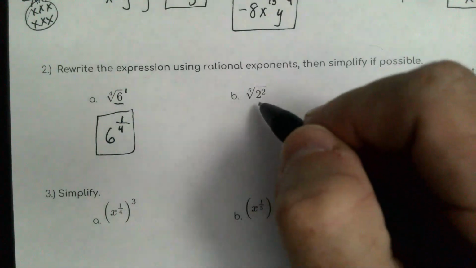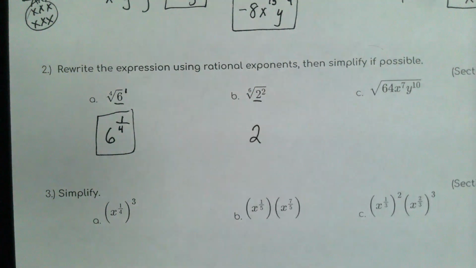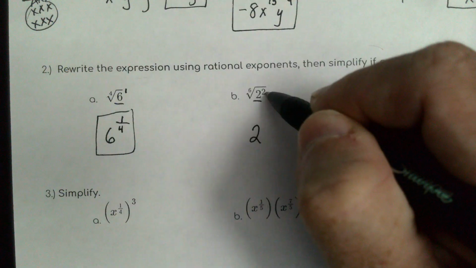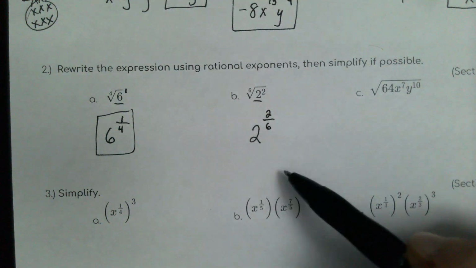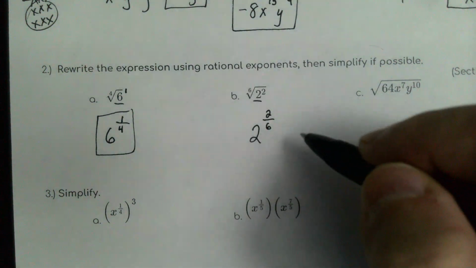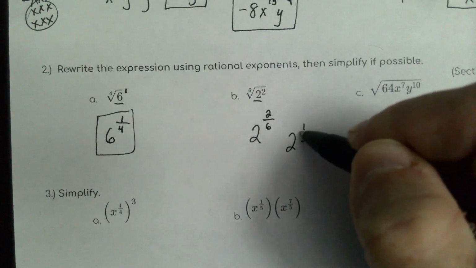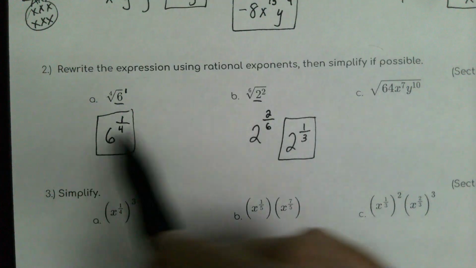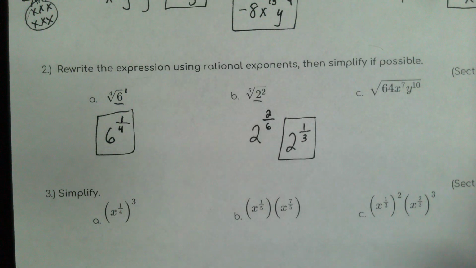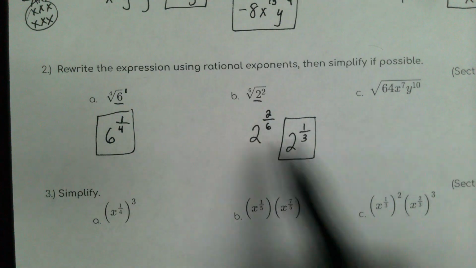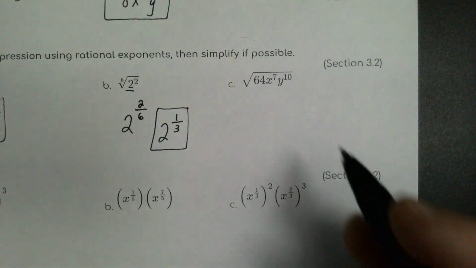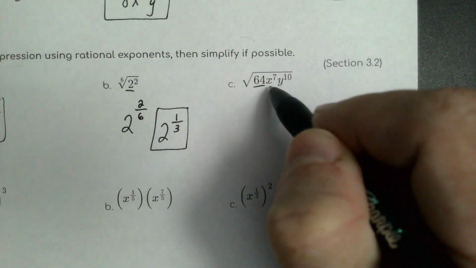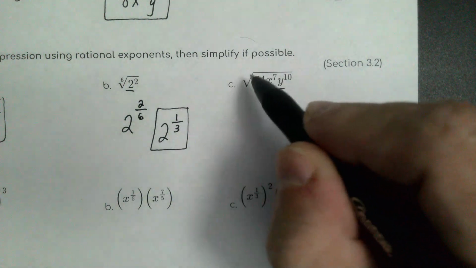Okay, letter B. Here's my base, 2. And then raise it to the 2 over 6. Like that. So we're going to simplify that exponent to 1 over 3. 2 to the 1/3. So that's all we're doing on these, changing from radical to rational exponent. The questions on the test are in the same format, I believe. You're going to have a couple like this, and when we get down to number 3, we'll talk about that more.